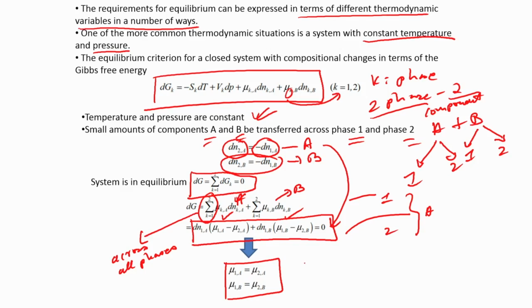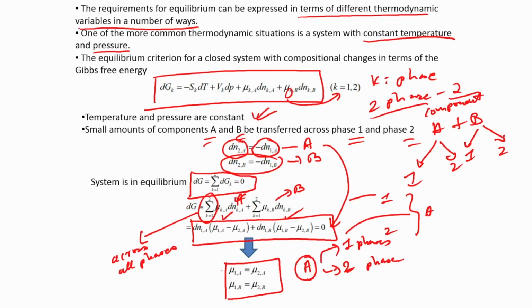Okay. So, if component A is present in two phases, phase 1 and phase 2, that means the chemical potential of phase 1 has to be the same as the chemical potential of phase 2, so long as the component is A. Similarly, for component B the same thing holds. Now, it can be a multi component system also, does not really matter. What it means is that the chemical potential across all the phases, for all the components A, B, C, D, has to be the same across all the phases.